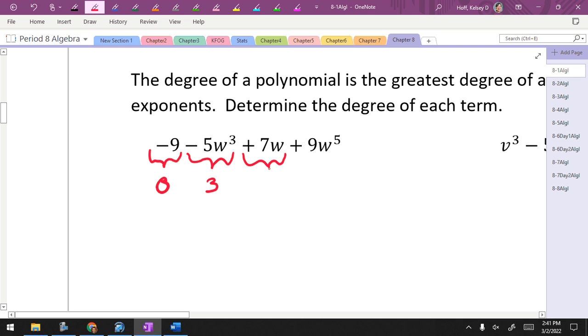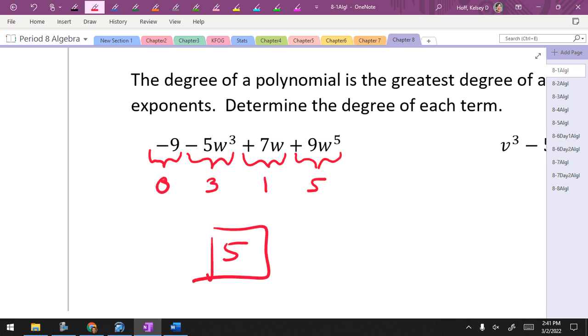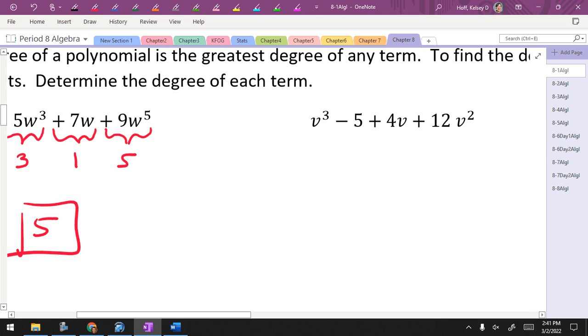7w: 1. 9w to the 5th: 5. If it's a constant, a number without a variable, the degree is 0. Okay? The degree is 0. Now, that's the degree of each term. To figure out the degree of the entire thing, we pick the highest number. 5. So the degree of that polynomial is 5. Go to the middle one. Try it on your own. Tell me the degree of every term, and then tell me the largest.